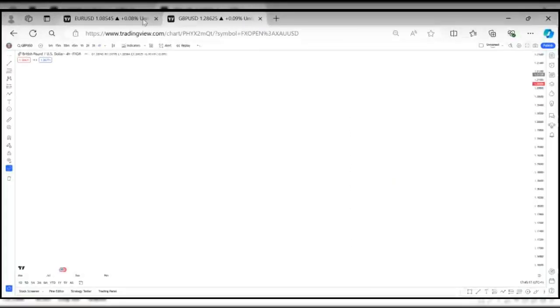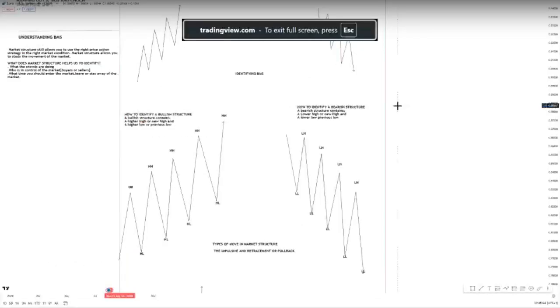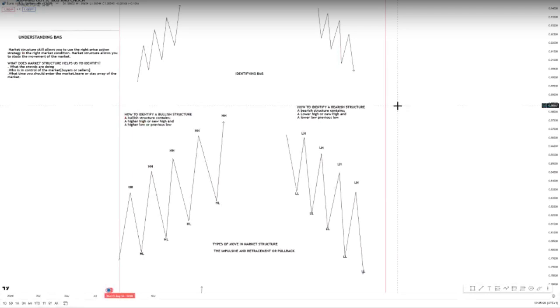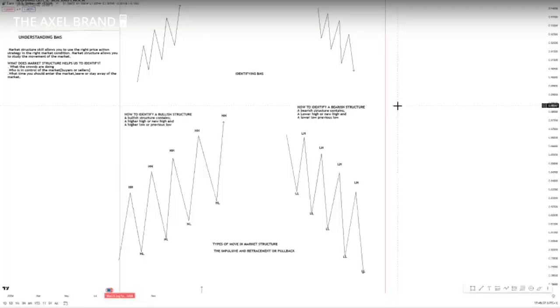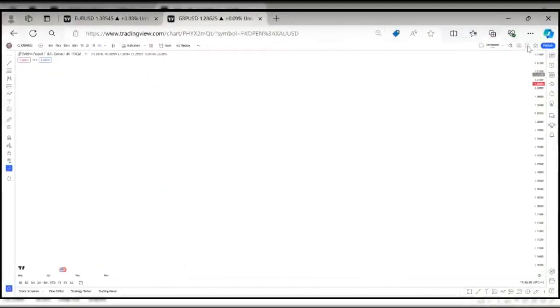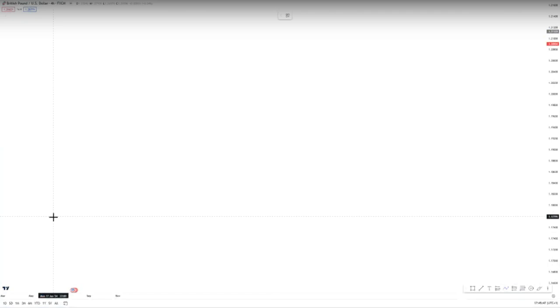All right. What do we have here? Now, identifying basic market structure. How do we identify basic market structure? Firstly, how to identify a bullish market structure? A bullish market is a higher high and a higher low. Now let's get to it. Here's what I mean. When you want to say that this market is bullish, it should give you something like this.